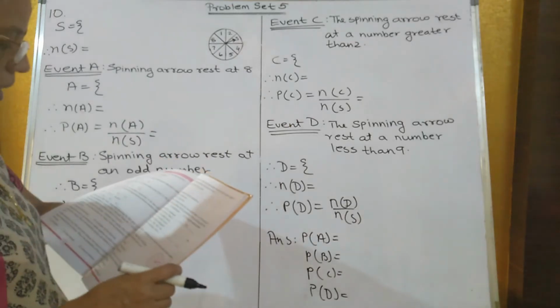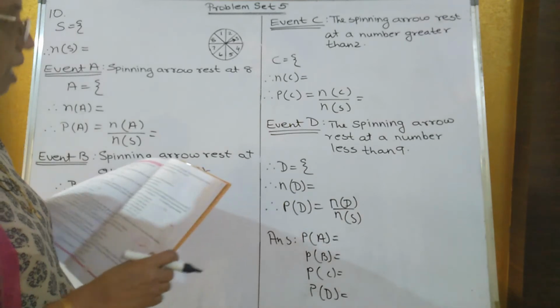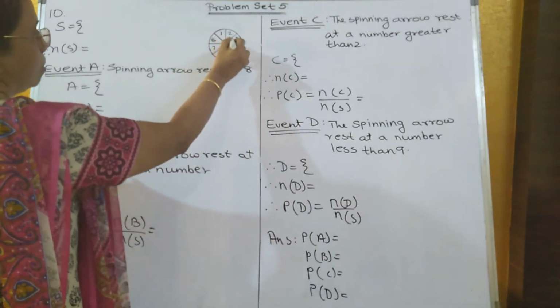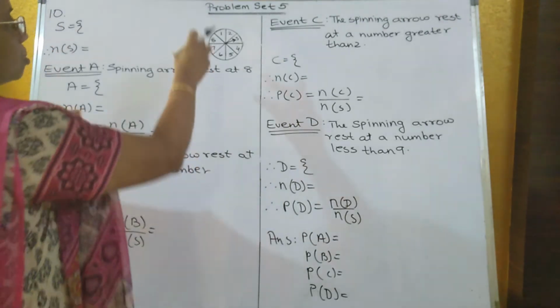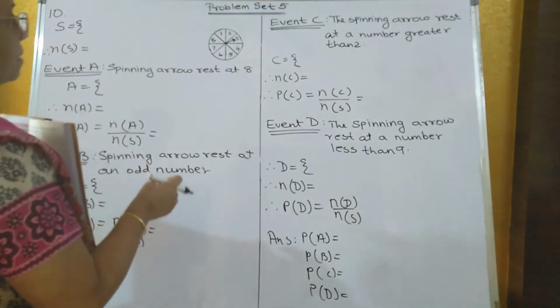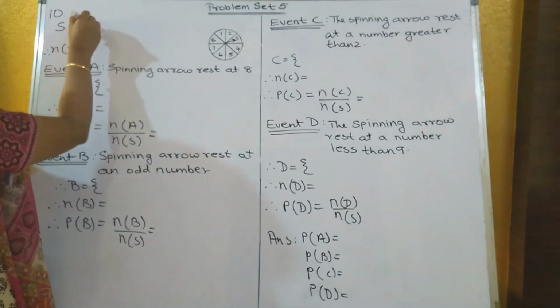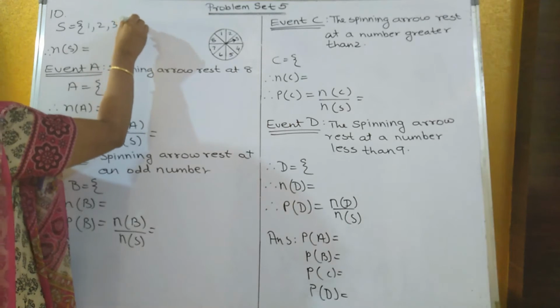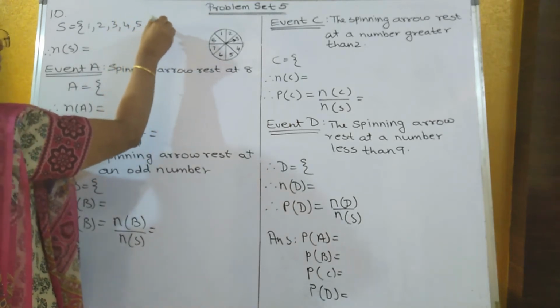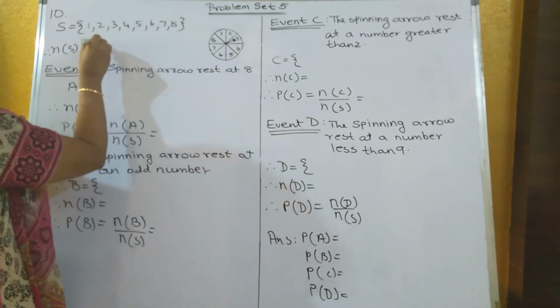10th sum. In a game of chance, a spinning arrow comes to rest at one of the numbers, that is 1, 2, 3, 4, 5, 6, 7, 8. So what is the sample space? All the numbers will come: 1, 2, 3, 4, 5, 6, 7 and 8.